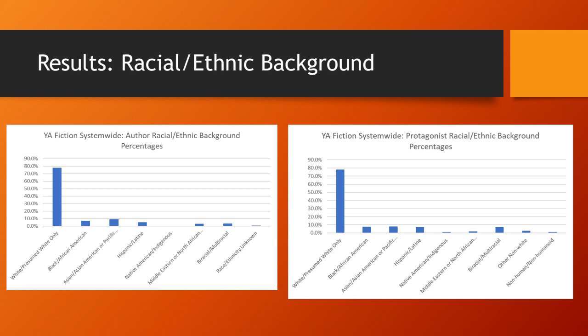So you can see in our first table, the racial and ethnic backgrounds of the authors. The second table on the screen is the racial and ethnic background for the protagonists. And as you can see, the very much majority is white or presumed white only.